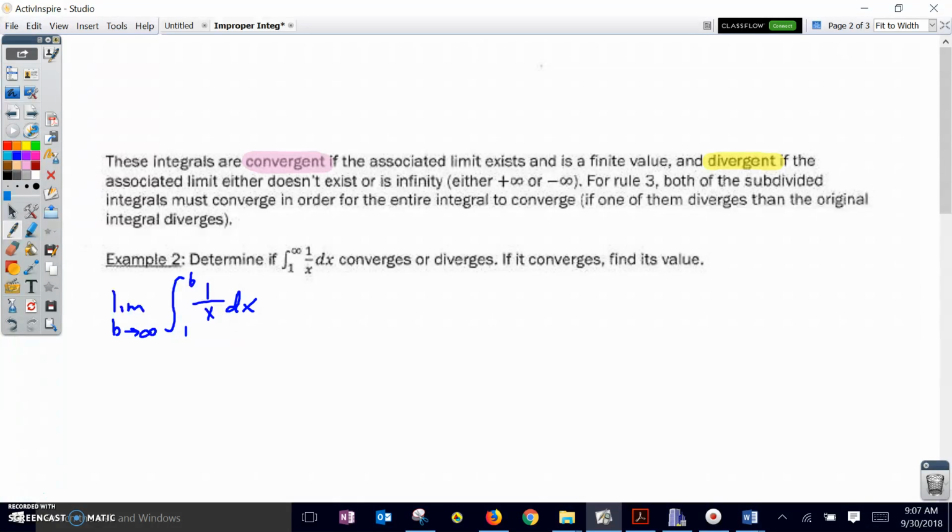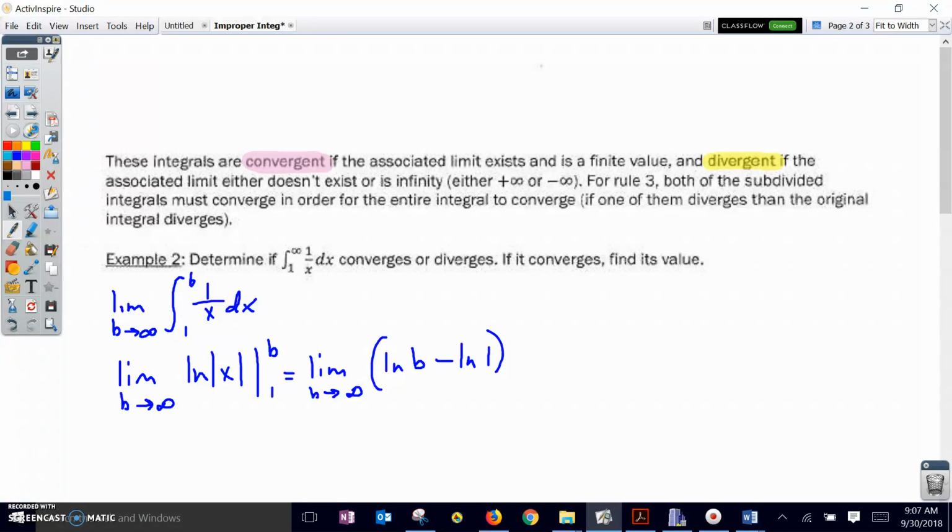Okay, and then I'm going to integrate this just like I normally would. The antiderivative of 1 over x is the natural log of the absolute value of x. And we're going to evaluate this from 1 to b. So this is the limit as b goes to infinity of natural log of b minus natural log of 1. The natural log of 1 is 0, so it's completely immaterial here. And now the question becomes, what happens to the natural log of b as b approaches infinity? Well, that also approaches infinity, and so therefore this integral diverges.